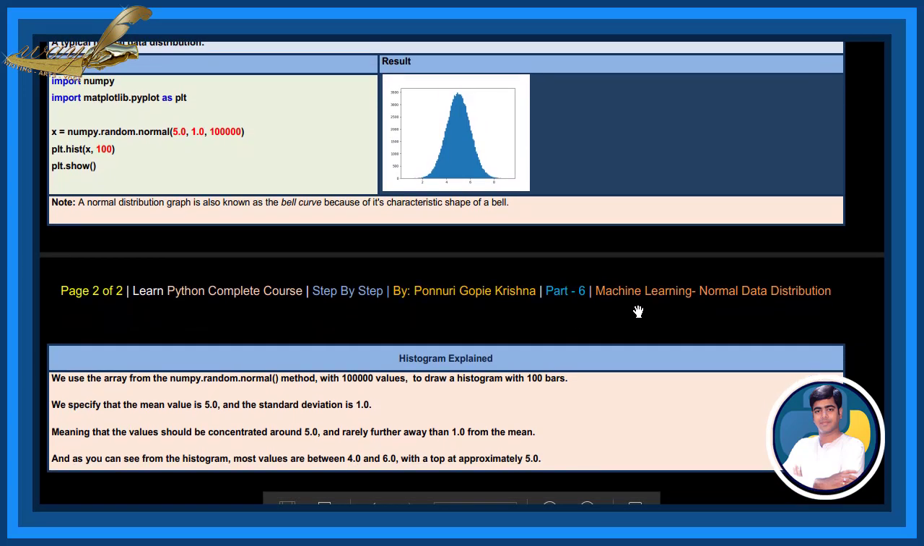Histogram explained. We use the array from the NumPy random normal method with 10,000 values to draw a histogram with 100 bars. We specify that the mean value is 5.0 and the standard deviation is 1.0, meaning that the values should be concentrated around 5.0 and rarely further away than 1.0 from the mean. And as you can see from the histogram, most values are between 4.0 and 6.0 with the top approximately 5.0.